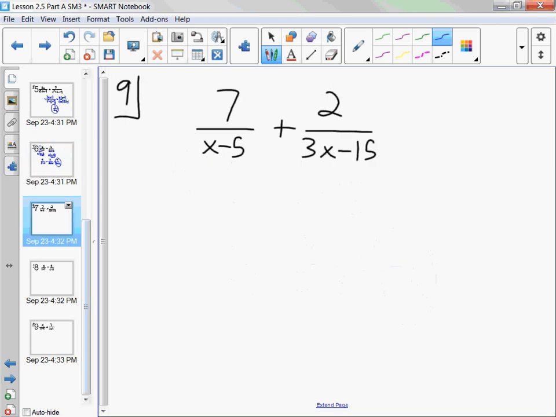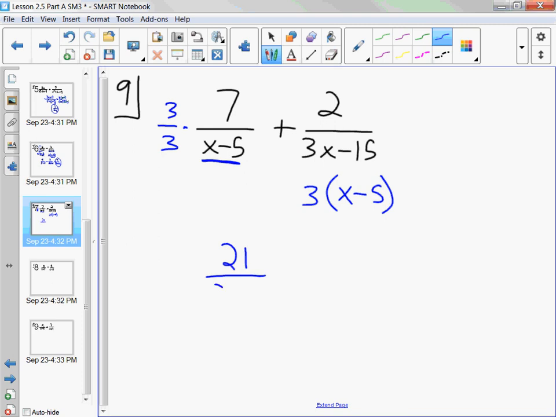Okay, number 9. Once again, x minus 5 is all the way factored. But over here, the 3x minus 15, I can factor out a 3. And that leaves me with 3 times x minus 5. Well, you have an x minus 5 on the left and an x minus 5 on the right. The only thing you're missing, once again, is a 3. So I have to multiply the top and bottom by 3. 3 times 7 is 21. And 3 times x minus 5 is 3x minus 15. And on the right, I have 2 over 3x minus 15.